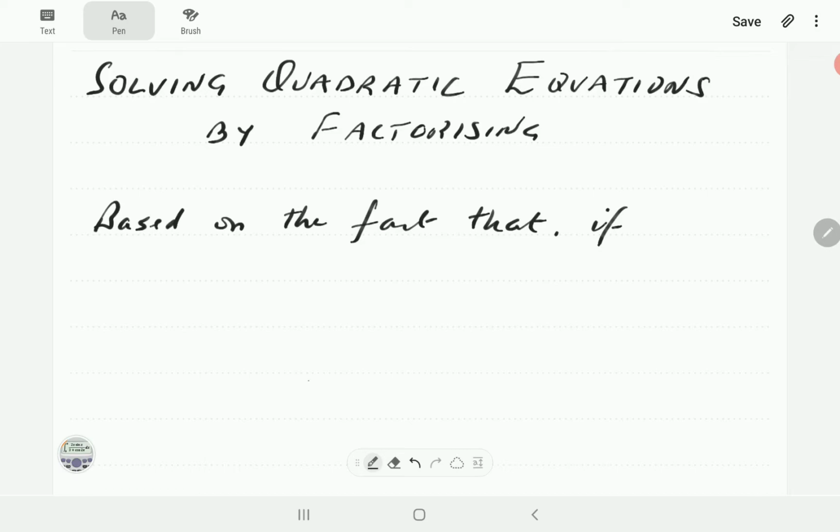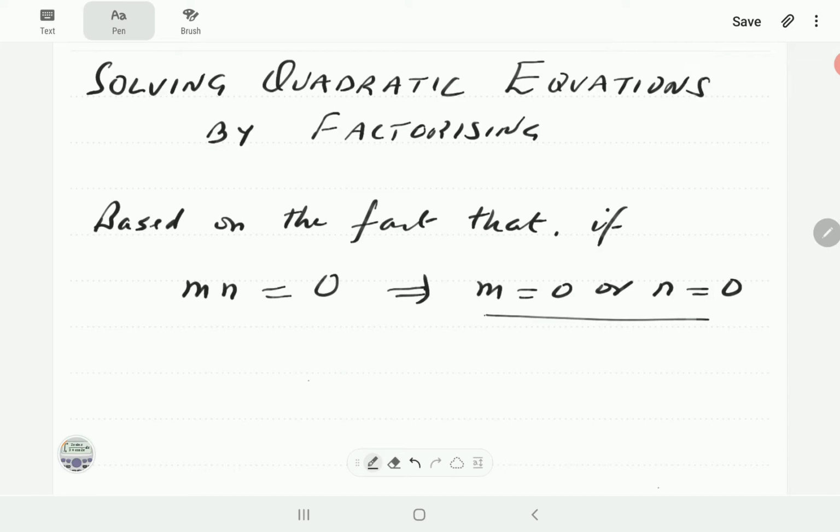if you have got two numbers m and n, and you are told that m and n multiply to give 0, this implies that either m is 0 or n is 0, or both of them are equal to 0, which is also included in the statement here, because or is a union.